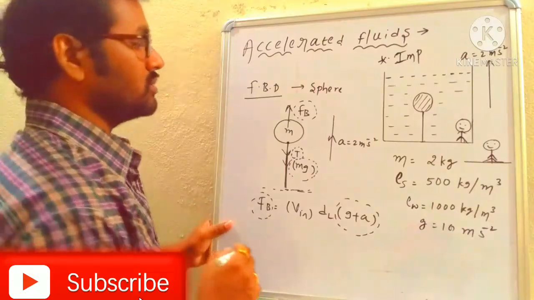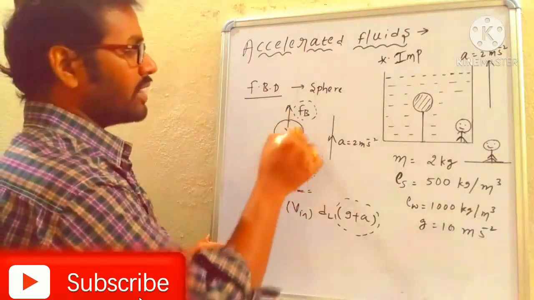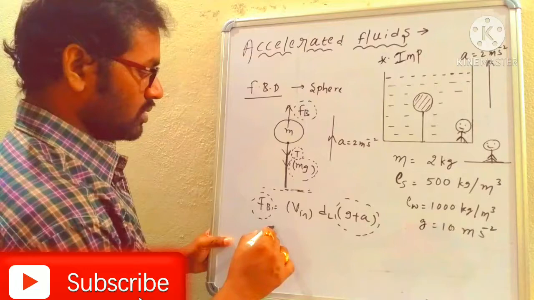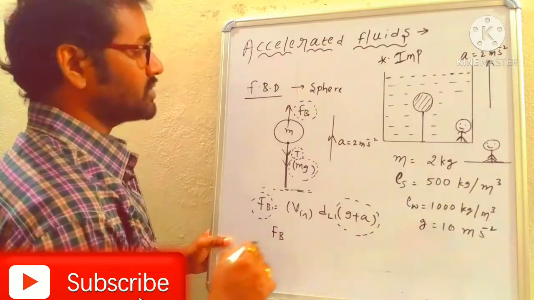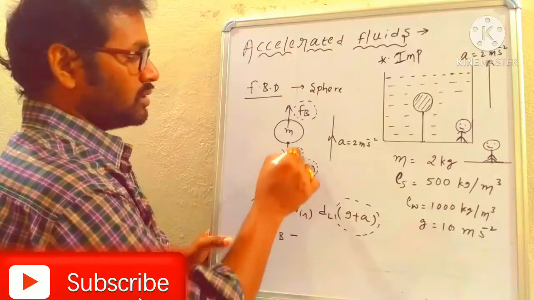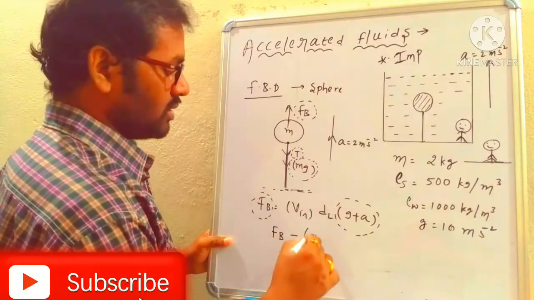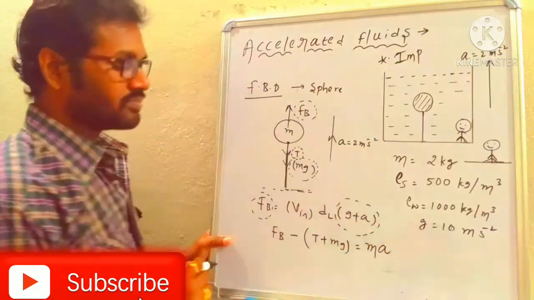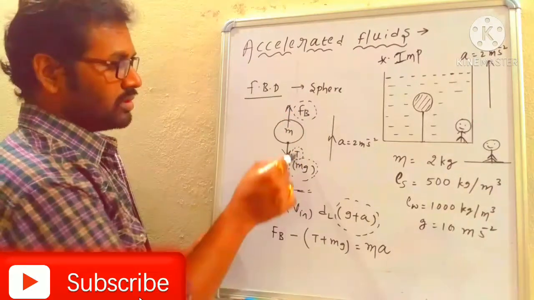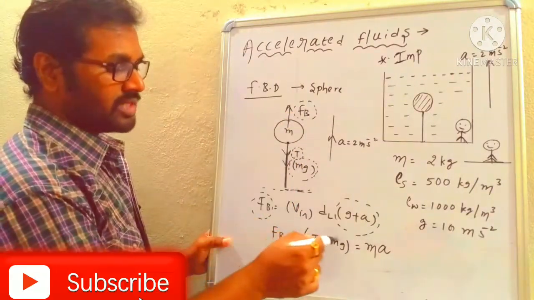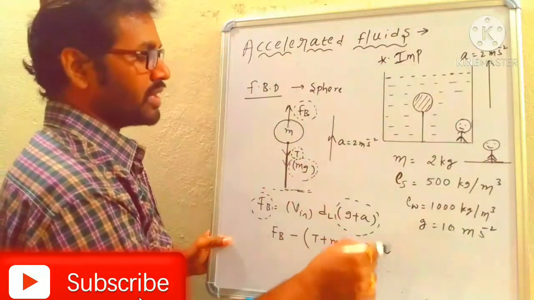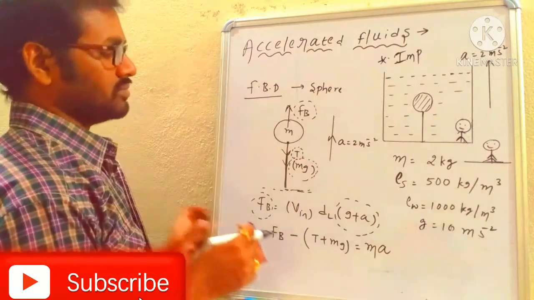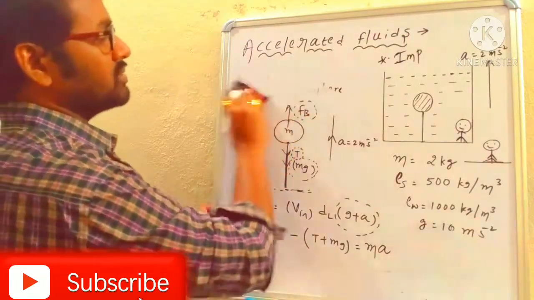After getting this, we can directly write that the net force acting on this mass is equal to mass times acceleration. How much do you get? FB, the buoyancy force, minus the two downward forces, T plus mg, is equal to m times a. The upward force is FB, the downward forces are T and mg. So FB minus T plus mg is equal to the mass of the sphere times the acceleration of the system. Now, keeping the values here, we can find the tension.